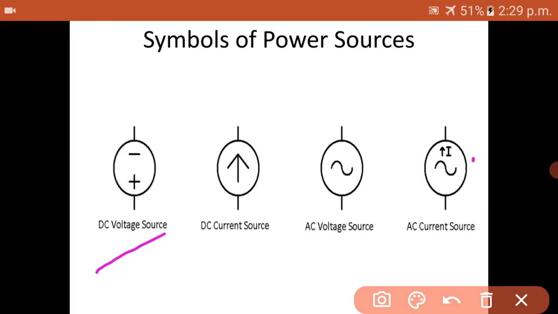What is the symbol of DC current source? Is this, denotes the arrow. What is the symbol of AC voltage? Is this. And what is the symbol of AC current? Is this.